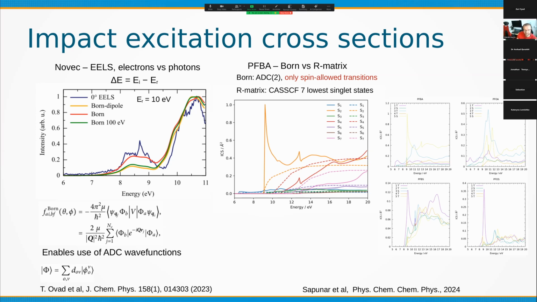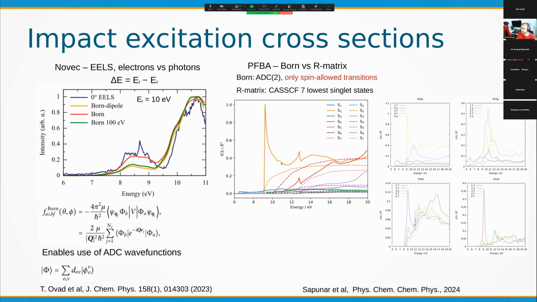The important thing is that in this approach, we are able to use very accurate wave functions for the electronic states, the ADC wave functions. So here on the right, I'm showing you just a comparison. I'm showing you the results for the perfluoroalkyl molecules. So here there is an example of comparison between the Born results and the actual R matrix results, which represent the full scattering continuum. So this is the comparison for a few selected states, so excitation into a few selected states.